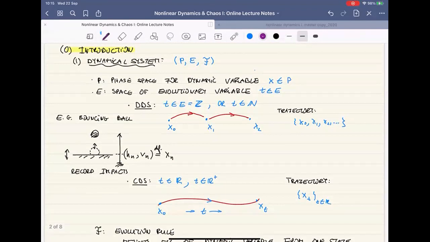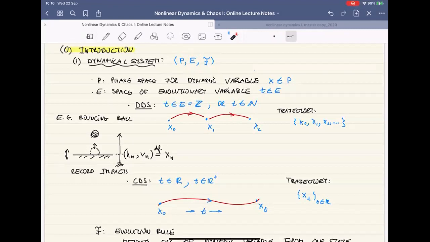And I gave you a loose definition of a dynamical system, which is not that loose. I didn't list it as a definition, but it has all its major elements. Again, a dynamical system is a triplet. You have to have a phase space from which the dynamic variable comes, then the space of the evolutionary variable, which is continuous or discrete time. Although in some cases, for certain partial differential equations, you can formulate the problem so that the evolutionary variable becomes space itself. So that's also not impossible.